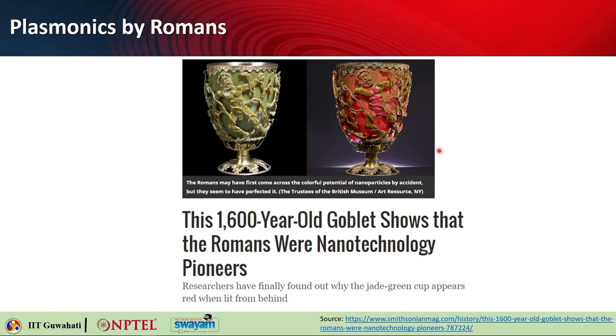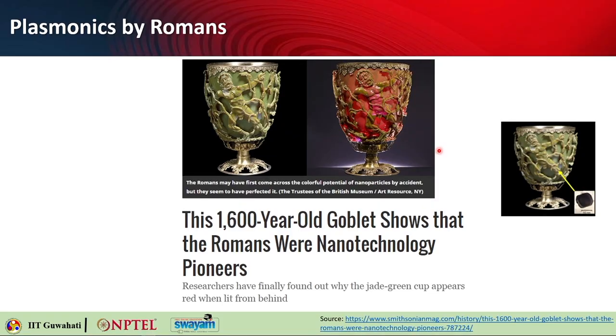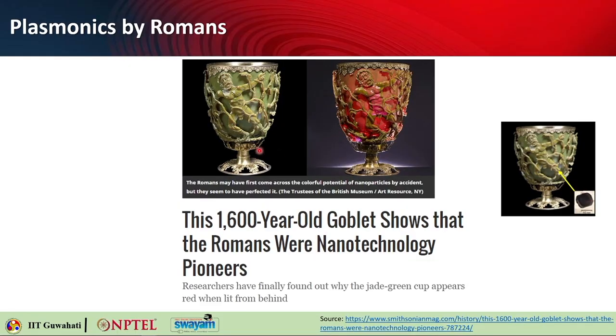But here in this case, there is a difference in the colors when you are looking from the front and the back. And when scientists actually looked into the details of this glass, they figured out that there are tiny nanoparticles involved in this particular Lycurgus cup. So that is where the nanotechnology actually came in. Because of these nanoparticles, in the scattering mode, this glass looks green. And because of the absorption of the nanoparticles, I'll go into more details of it later on, the cup looks red.